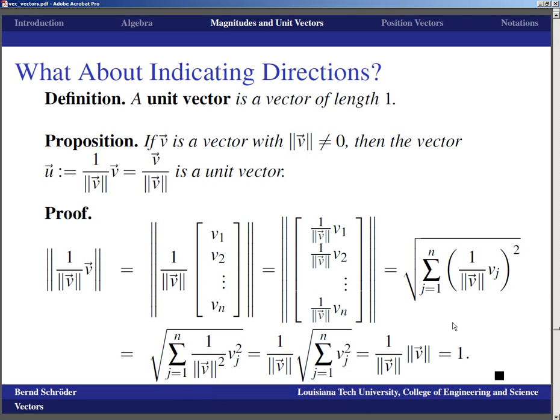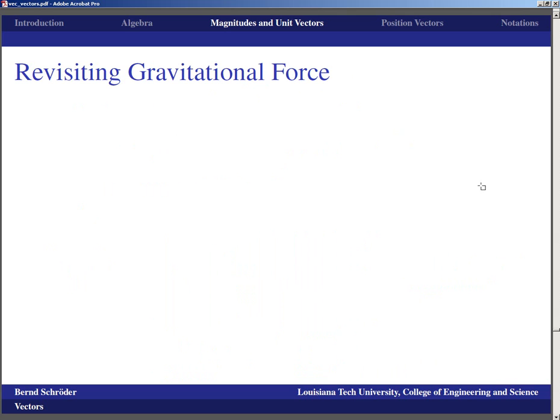And so that is similar to one of the proofs that we did in the previous presentation, and you want to be able to follow these kinds of presentations to see that yes, every operation was allowed. We have all the requisite definitions in place, and then we move on and continue applying things. And well, let's finish out our discussion of magnitudes and unit vectors by revisiting gravitational force.